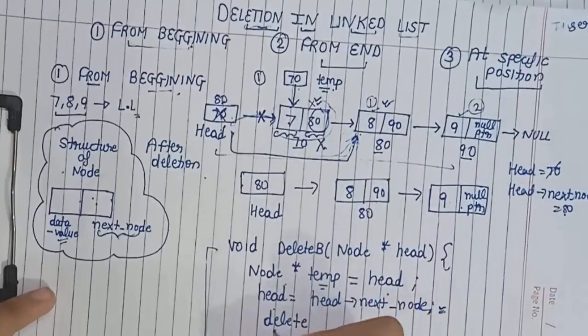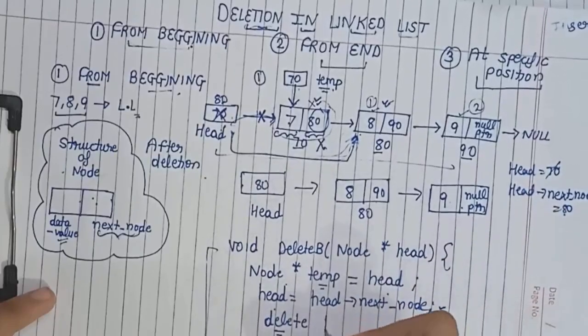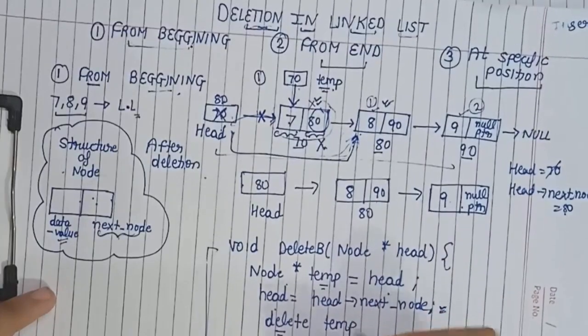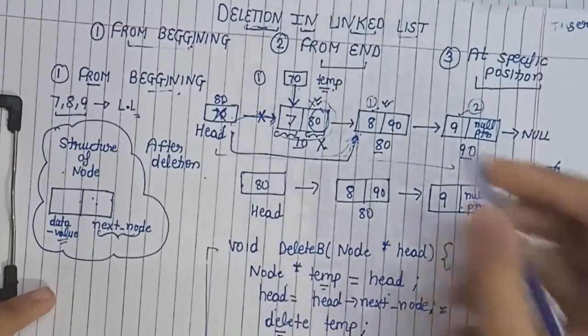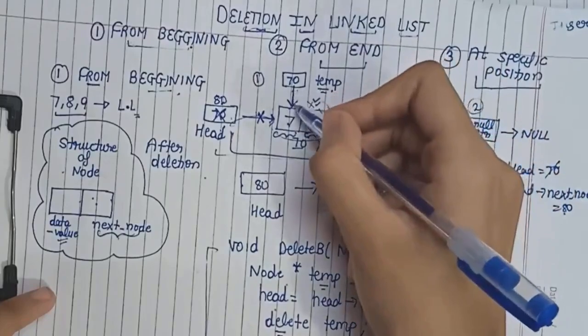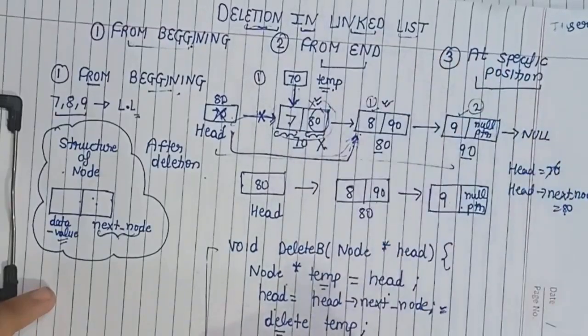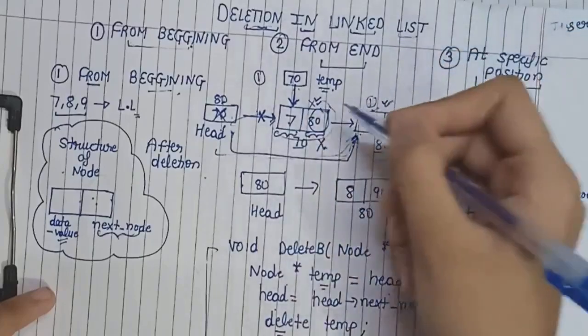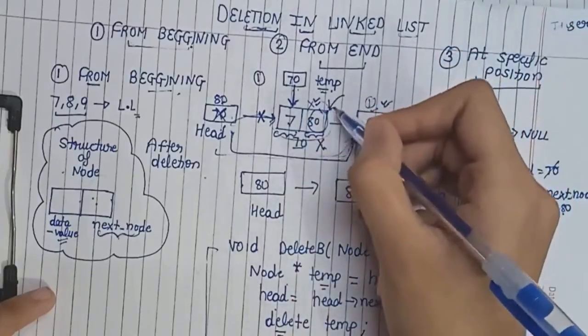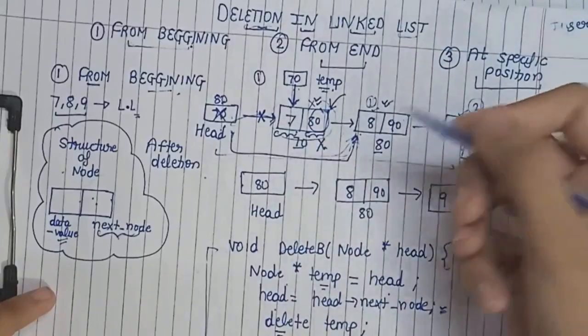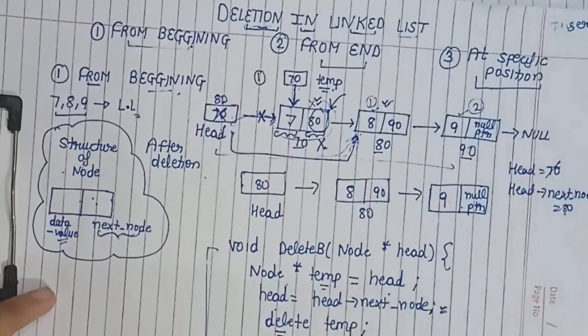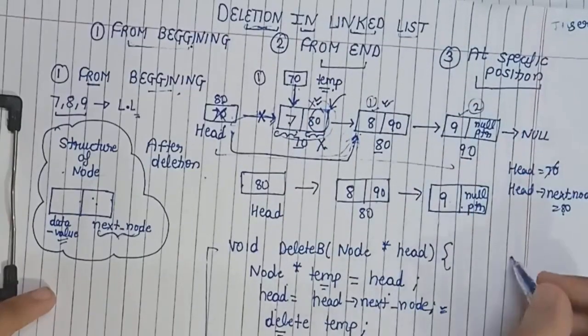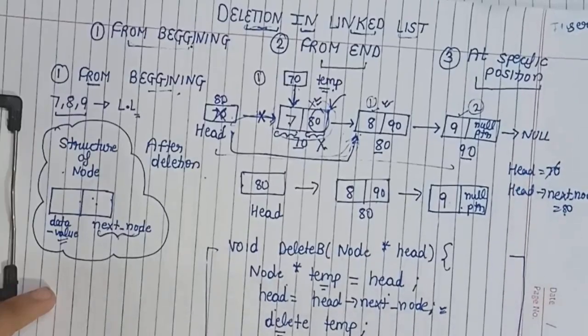Now we will use the keyword delete here and we will write delete temp, because we know that this temp was pointing to this first node. So when you write delete temp, this particular node will be deleted and the space that was acquired by it will get free and it can be used for something else. So now I hope that this code is clear to you.